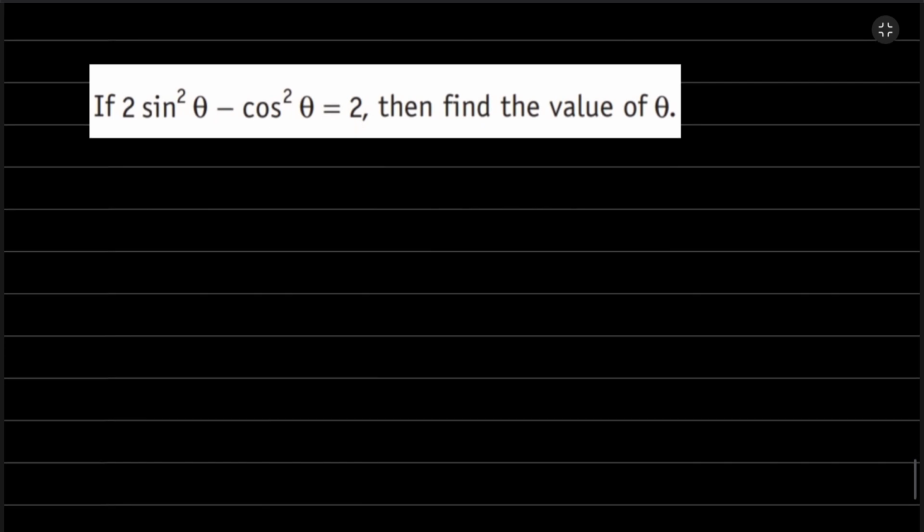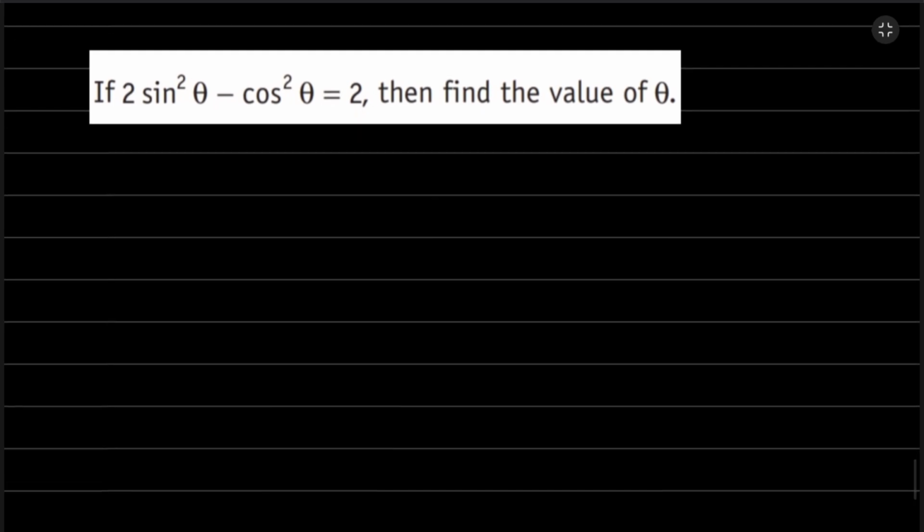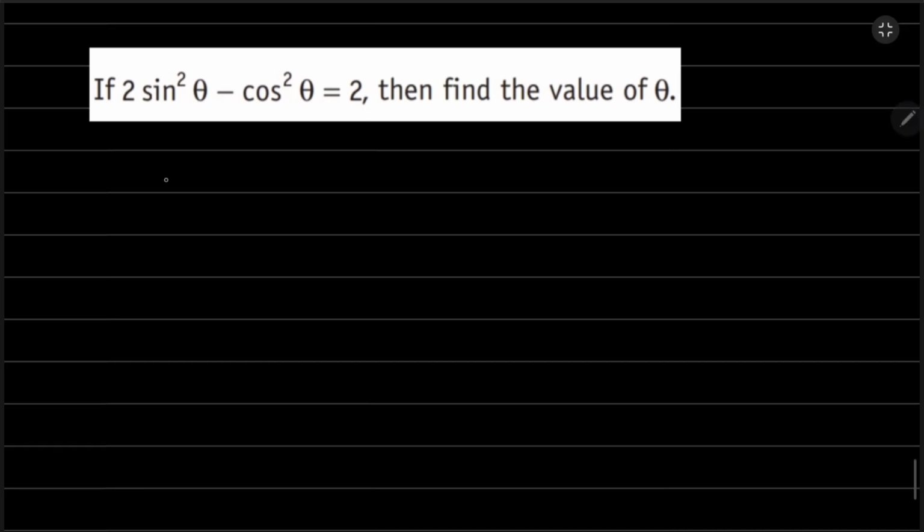Let's move on to the next question. If 2 sine square theta minus cos square theta equals 2, then find the value of theta. How do you do this? You are given 2 sine square theta minus cos square theta is equal to 2. You have to find the value of theta.